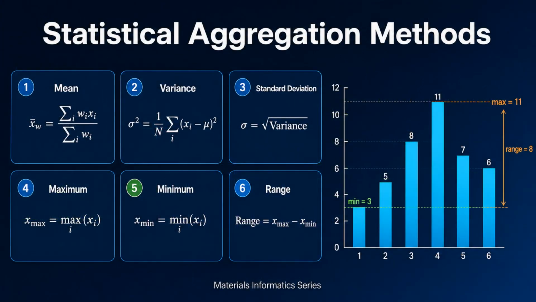For compounds with multiple elements, properties are statistically aggregated using 6 representative statistics. Mean is the weighted average where weights are composition ratios. Variance measures the spread around the mean. Standard deviation is the square root of variance. Maximum and minimum capture the extreme values, and range is the difference between max and min. These statistics capture different aspects of the composition.